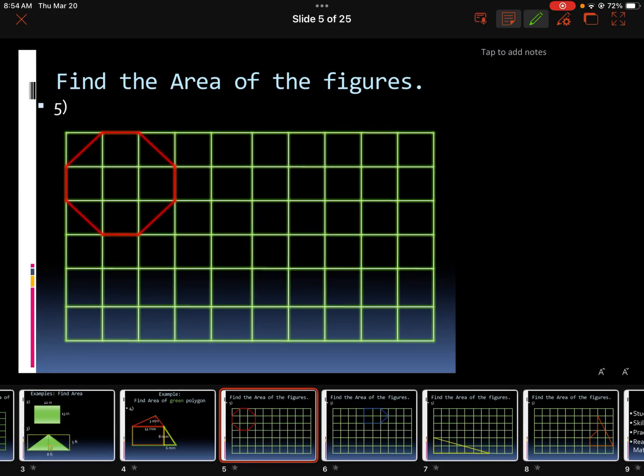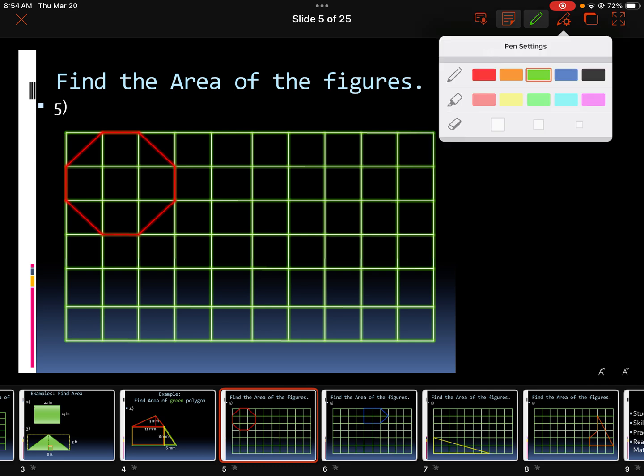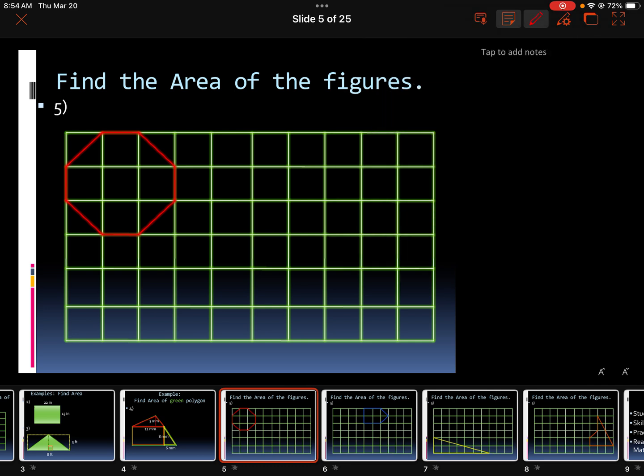This is part 2 of section 10.3. We're going to find the area of some figures. Notice how we have that grid system behind. We can count all of these full blocks. It looks like we have 5 full blocks.